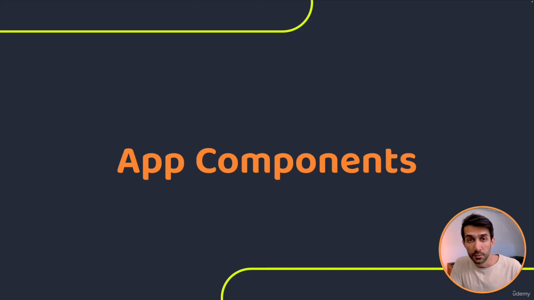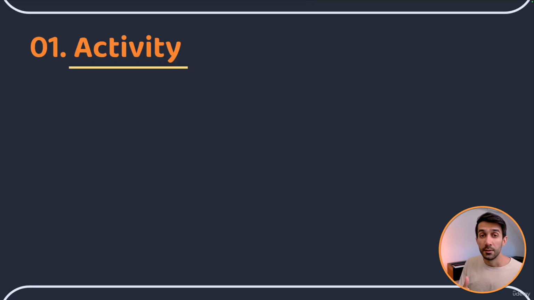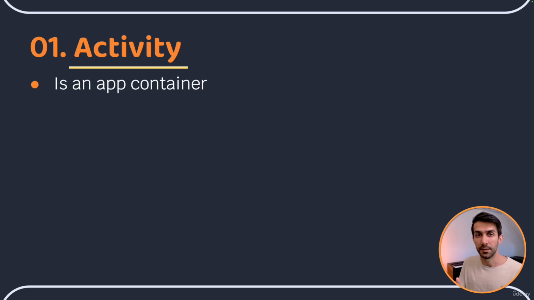It's important to know the components that make up an Android app. This is why we're going to talk about app components before diving into building the app itself. So the first component is activity. You can think of activity as an app container. Whatever you see in the app, screens, everything visual is contained in an activity.